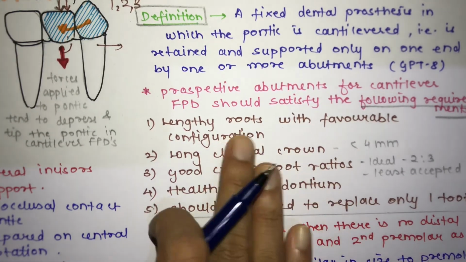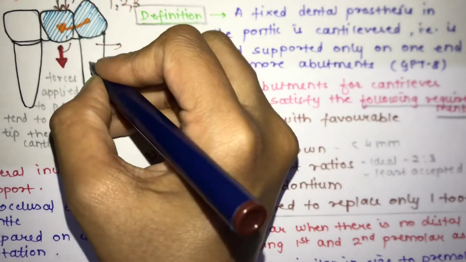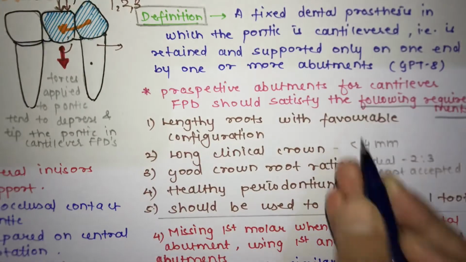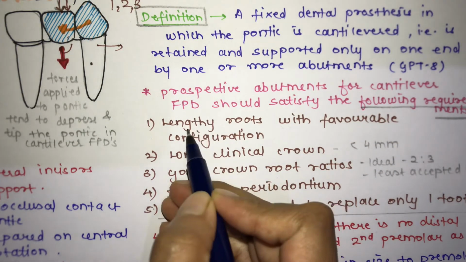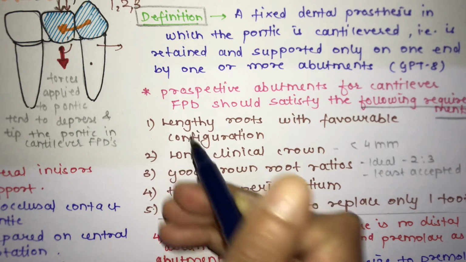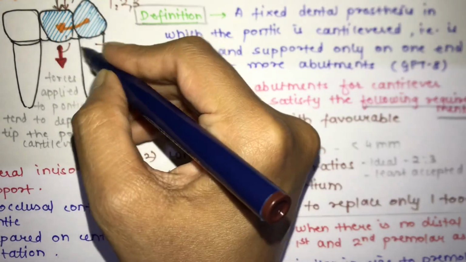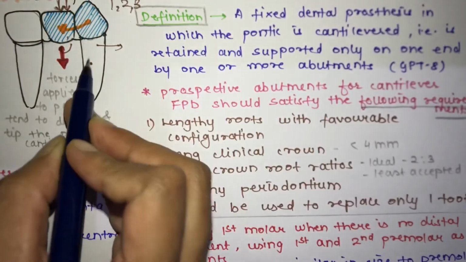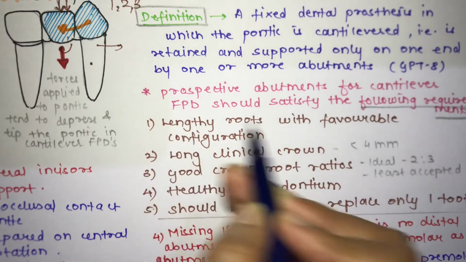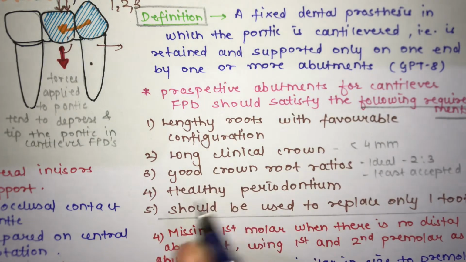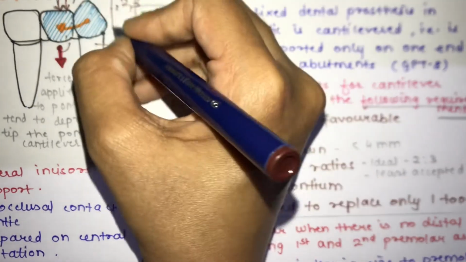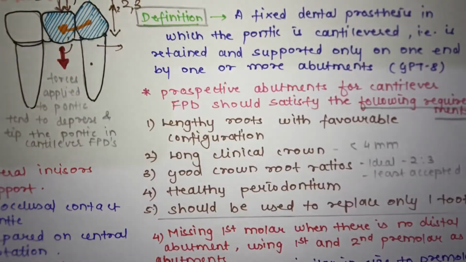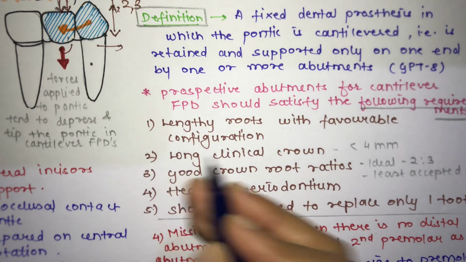Now in this, what are the criteria? You are using abutments only on one side, so what criteria should be fulfilled by the abutment? The first one is that the roots of the abutment should have proper length. The main support you get from the abutment is from the roots, so there should be lengthy roots with favorable configuration. The next one is that it should have a long clinical crown. Over here, this is the clinical crown, the crown length which you can see clinically.